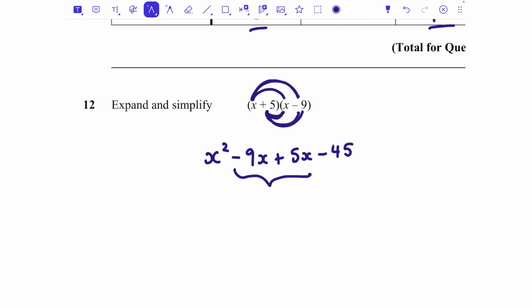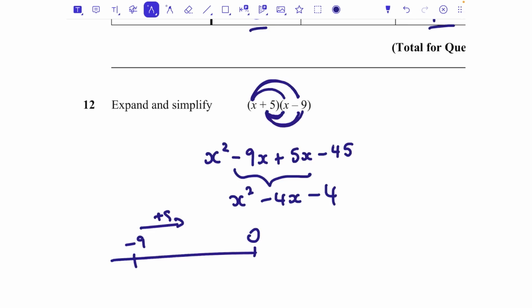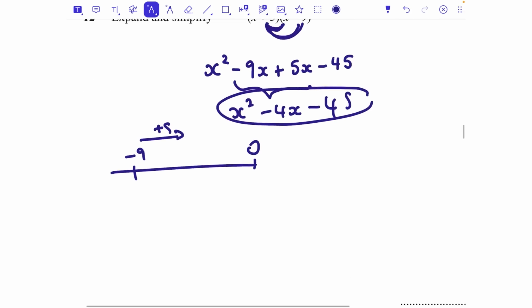Collecting together your like terms, minus 9 add 5. Think about a number line. If you're down at minus 9 and you add 5, you're going to come up towards 0, and you're going to get up to minus 4. So x squared minus 4x minus 45 is your final answer for that one.